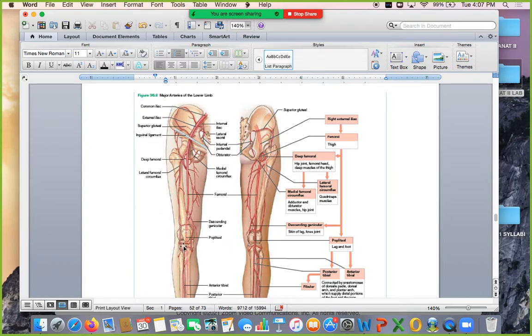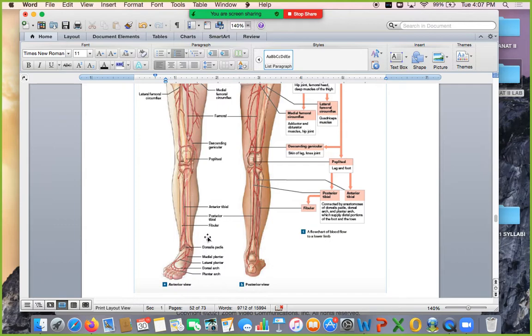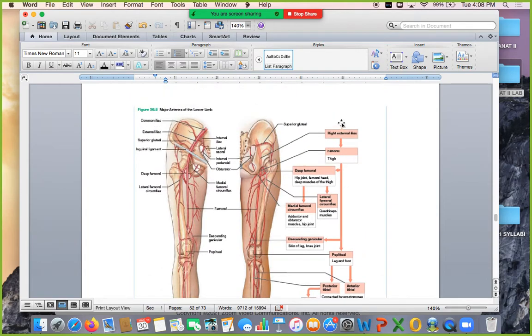It's going to meet up with the popliteal. Again, we have the anterior tibial, posterior tibial, fibular, dorsalis pedis, and the plantar. We have the lateral and medial arches, the lateral and medial plantars, and the dorsal and plantar arches. So again, this is going to show you the route of arterial supply to the lower limb.